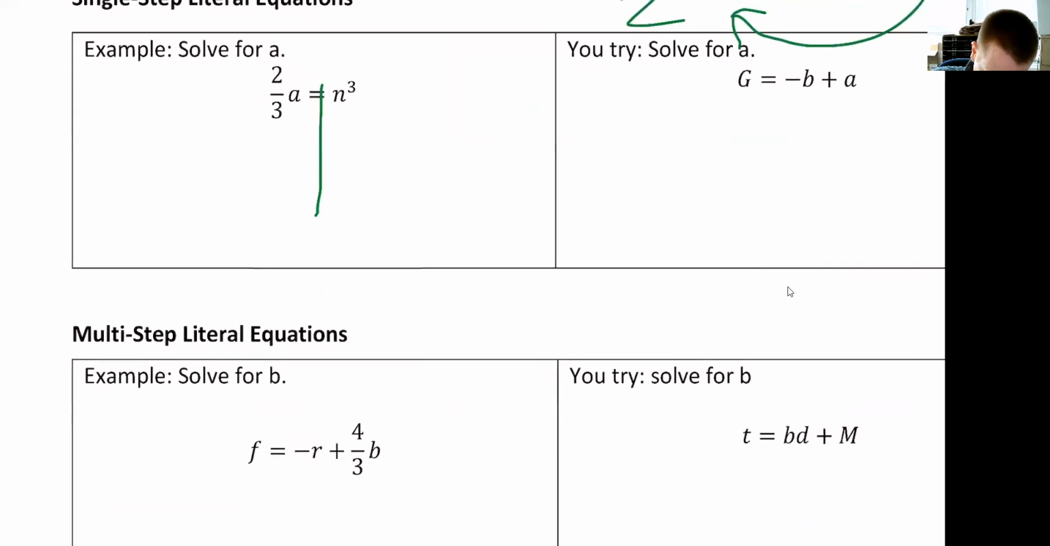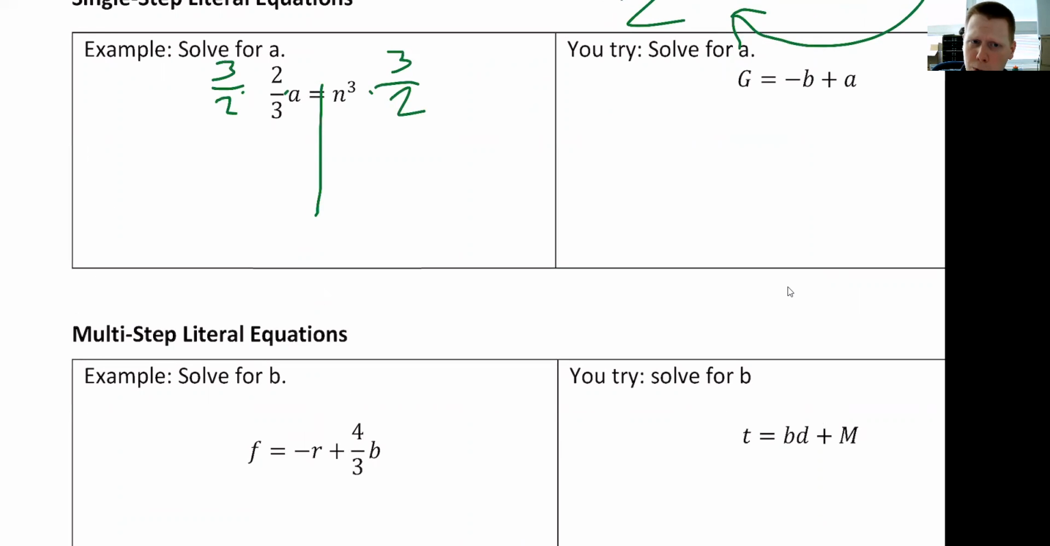You might be tempted from what you saw on Friday to try and divide, because technically that is multiplication. But when you're dealing with fractions, if you have a fraction in front that you want to get rid of, another way is to multiply by its reciprocal. If you don't remember what reciprocal means, it might sound familiar from geometry, but it's the flipped version of your fraction. So we're going to multiply both sides by 3 over 2, or 3/2.